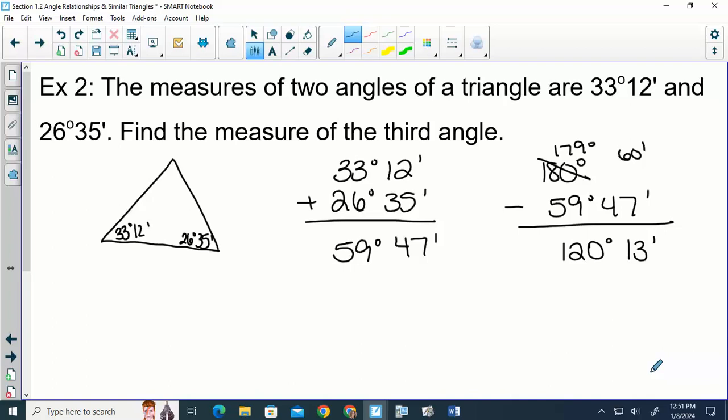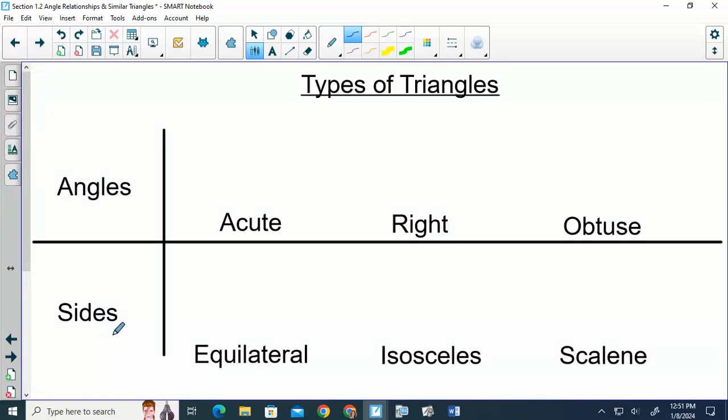Alright. We can classify triangles based off angles and sides. So we use different terms if we're talking about angles and sides. If I say an acute triangle, what does that mean? Less than 90 degrees. Right. An acute angle is between 0 and 90. So to be an acute triangle, that means all angles are acute. Every angle measure is between 0 and 90 degrees. What's a right triangle? 90 degrees. How many 90 degrees? One 90 degrees.